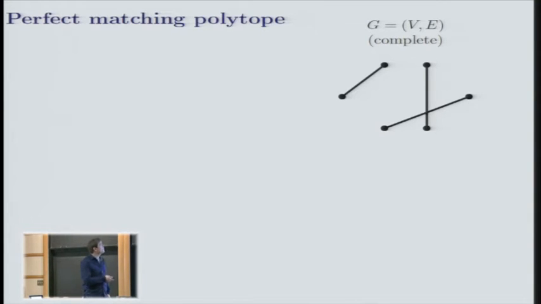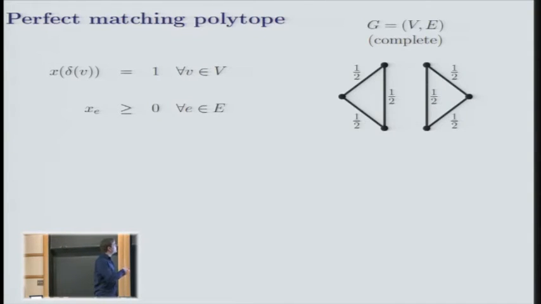Okay, so what is the convex hull of all perfect matchings in the complete graph? You would start writing down the obvious degree constraints. So for every node, you want to pick one incident edge. But that's not enough, because if you have only those linear constraints, then you could have, for example, extreme points of this form where you have an odd cycle and you have a value of 1/2 everywhere. So essentially, you need to forbid those kinds of solutions.